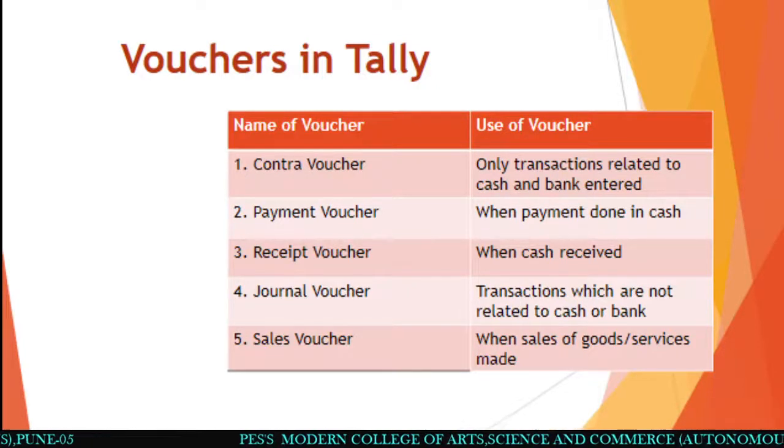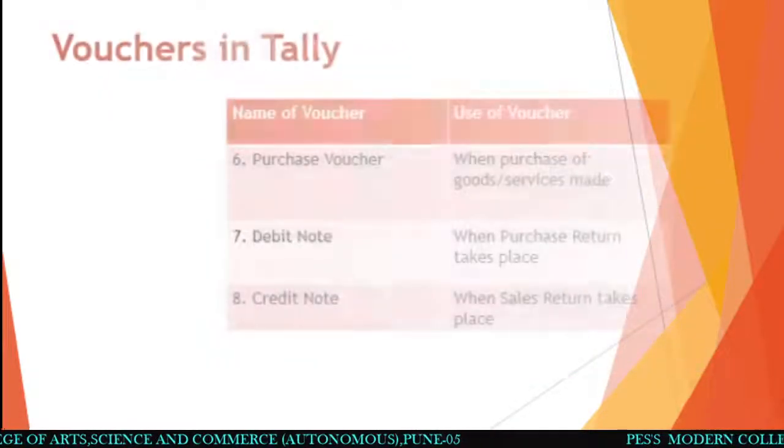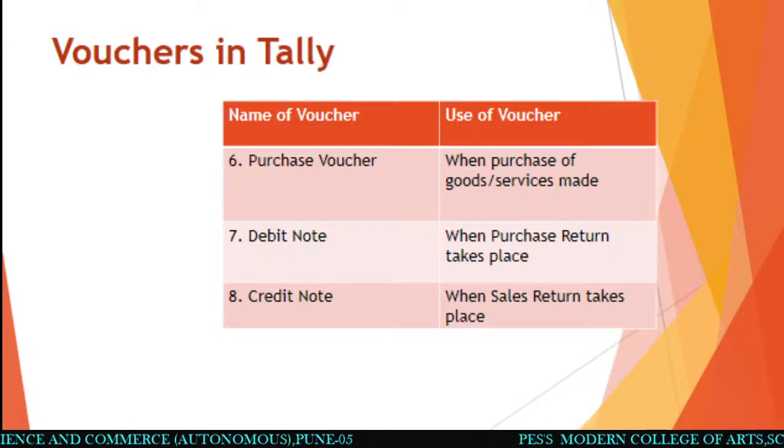Then the payment voucher is used when a payment is made in cash, and it can be done in a bank also. Then a receipt voucher when you receive any cash, or when you receive any cheque from the bank. Then the journal voucher, for transactions which are not related to cash or bank at all. Without cash and bank transactions, entries are entered in a journal voucher. Then the sales voucher when sales of goods or services are made. And the next is the purchase voucher, when any purchases of goods or services are made. And a debit note for a purchase return and a credit note for a sales return.